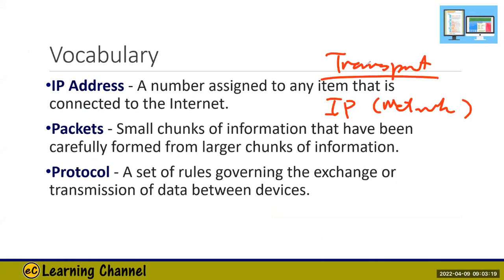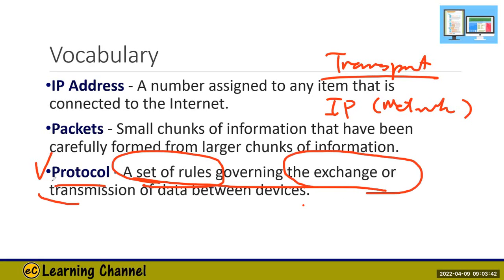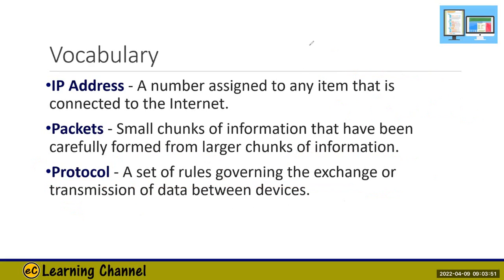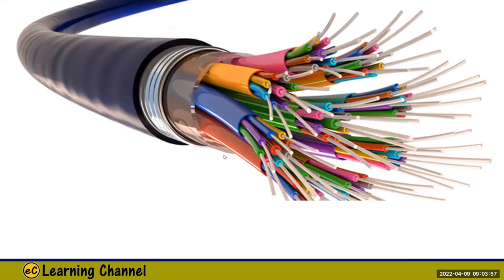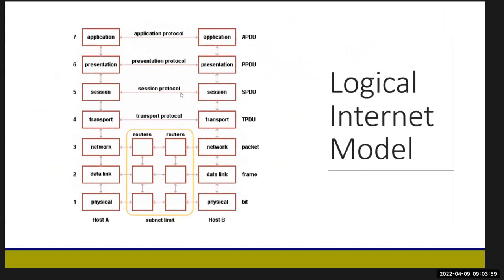The transport layer is responsible for cutting your big chunk of data into packages and then sending it out. And we talked about protocol last time. This one you must remember: a protocol is a set of rules governing the exchange or transmission of the data between the devices. So it's a set of rules, and it also defines the exchange and transmission of the data between the devices. That's very important. And we will be focused on this level 3, level 4 stuff.